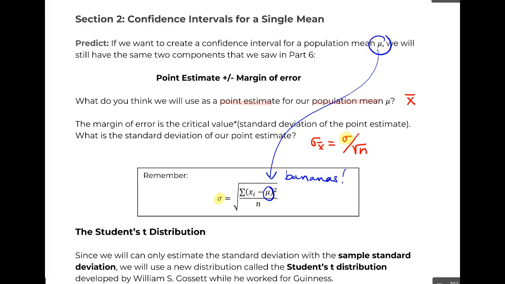Well, if we had to estimate sigma, what would you use? I'm hoping you're looking back at all the other times you've estimated something. When we estimated p, we used p hat, the sample proportion. When we estimated mu, we used x bar, the sample mean. So if we're going to estimate sigma, we would probably want to use the sample standard deviation, which is S.